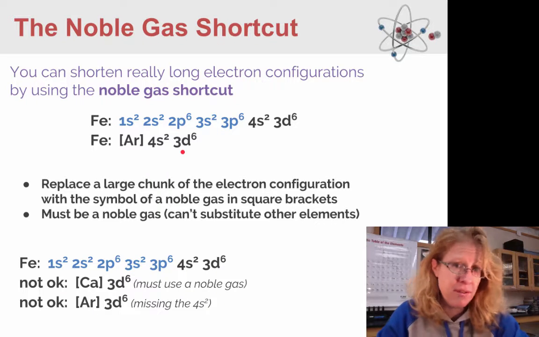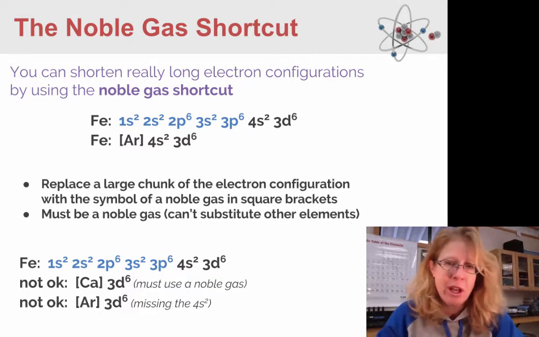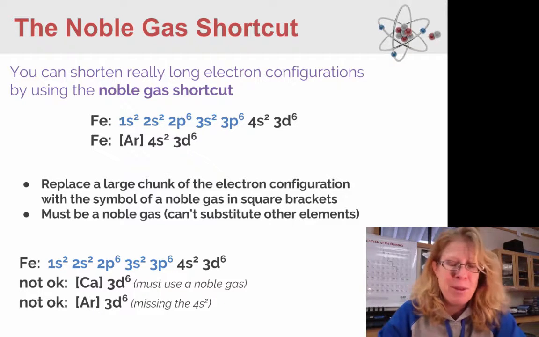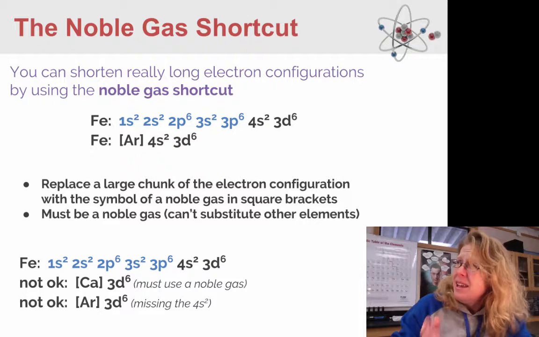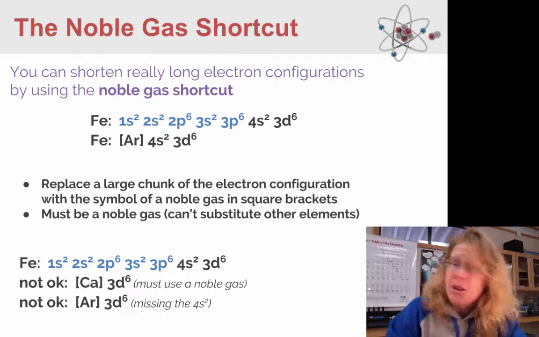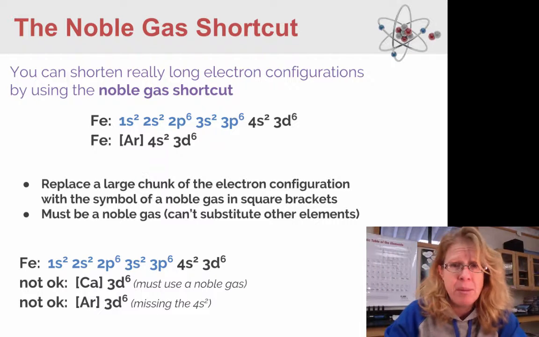Keep in mind, there's a couple of things to watch out for. You have to use a noble gas. That's why it's called the noble gas shortcut. You're not allowed to just pick any other element that you want to. It has to come from that far right column on the periodic table. So you're talking about helium, neon, argon, xenon, krypton, radon, one of those, but it has to be from that far right side. Cannot use any other type of element for this.